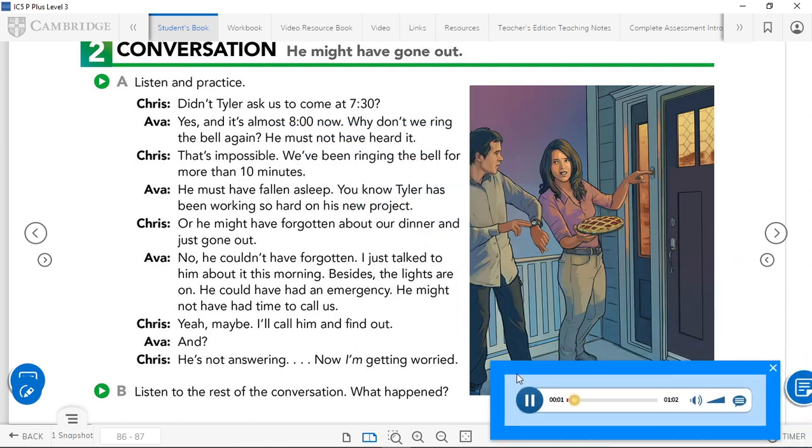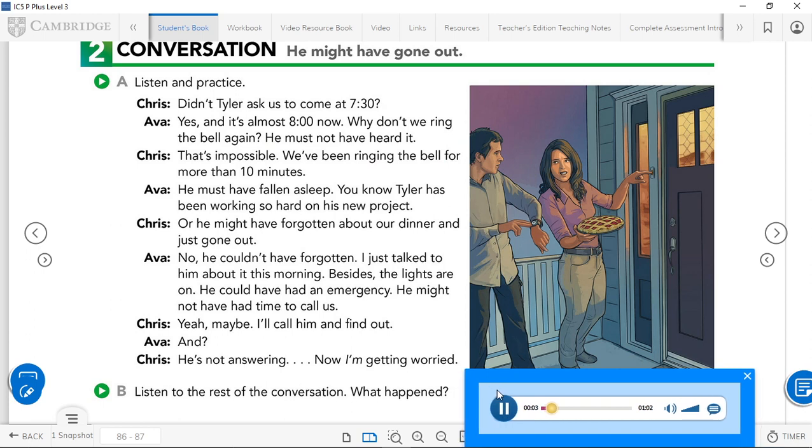Page 86, Exercise 2, Part B. Listen to the rest of the conversation. What happened?